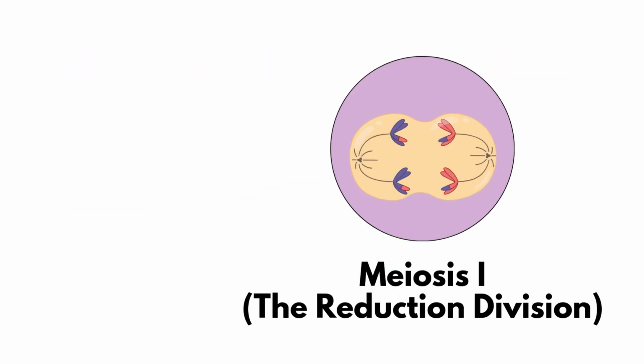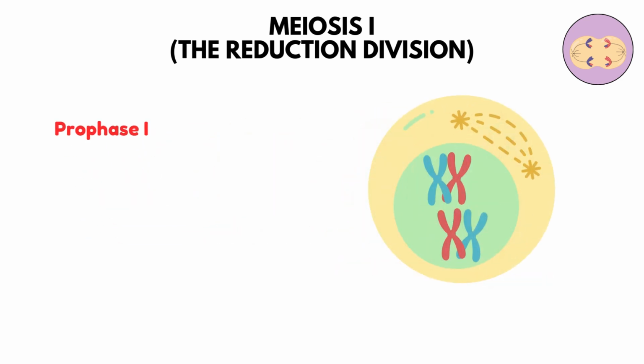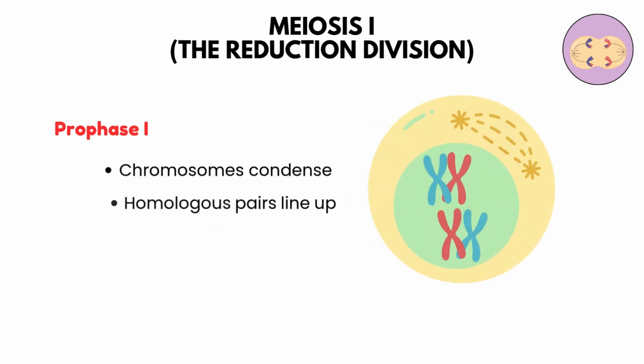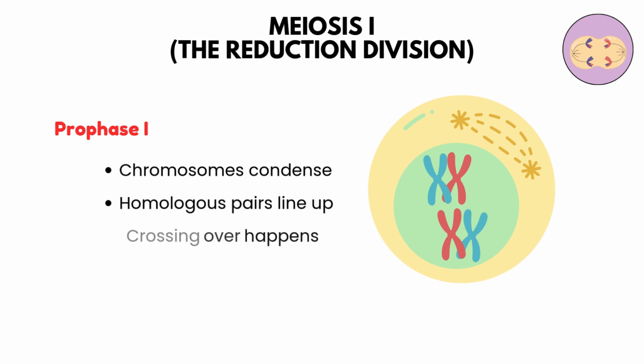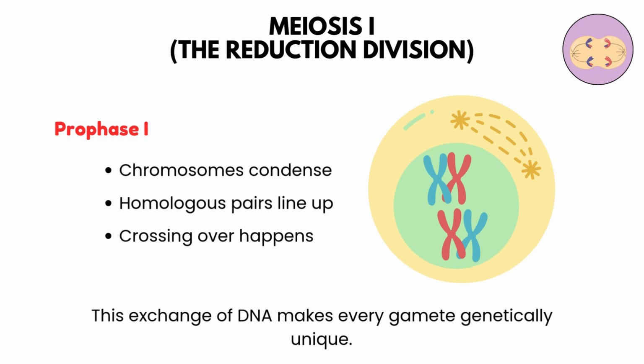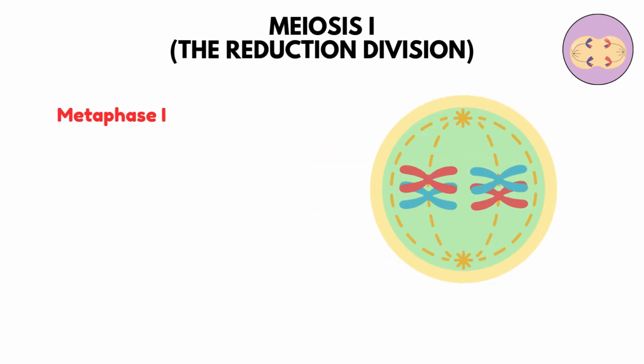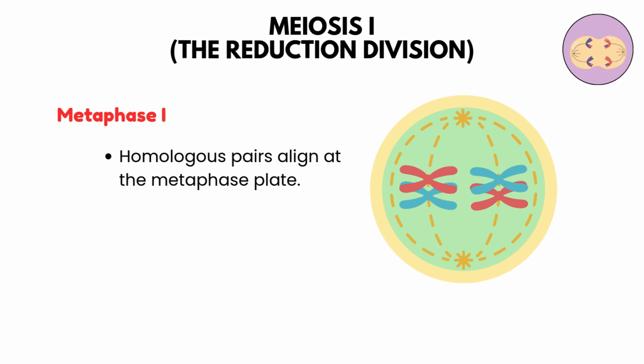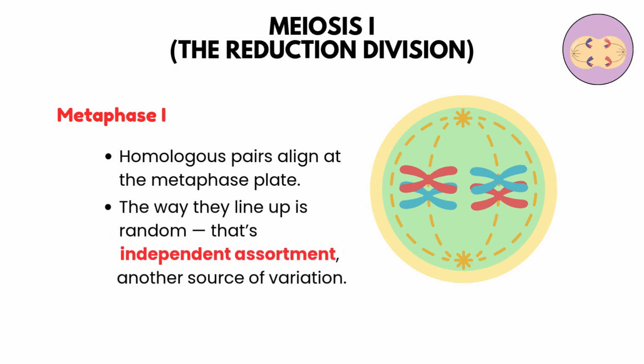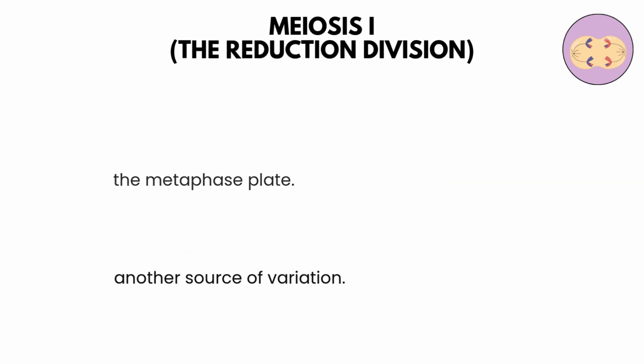Meiosis 1, the reduction division. Prophase 1, chromosomes condense, homologous pairs line up, and crossing over happens. This exchange of DNA makes every gamete genetically unique. Metaphase 1, homologous pairs align at the metaphase plate. The way they line up is random. That's independent assortment, another source of variation.